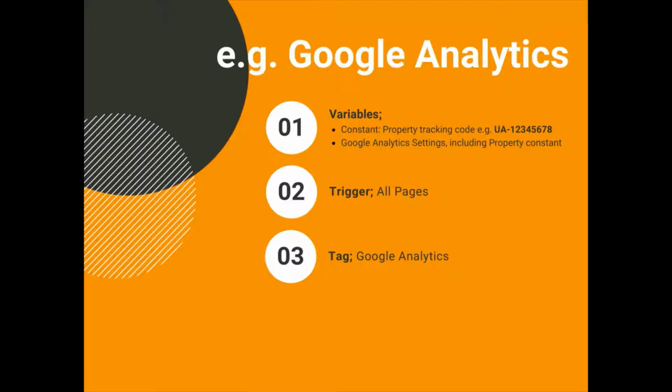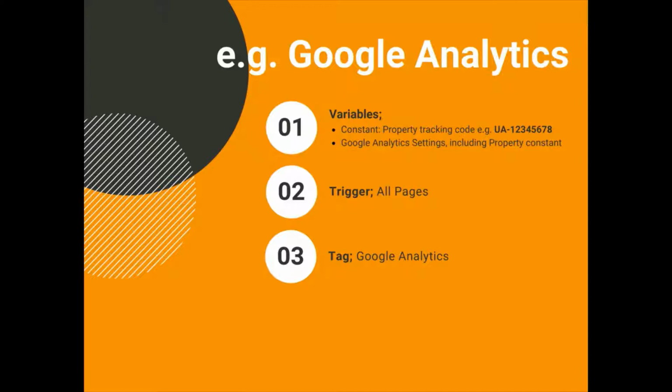So I mentioned this before, but for example, with something like Google Analytics, you can actually use variables. And this is something I would recommend doing. It's not essential. You can just set up a Google Analytics tag directly and a trigger to have it fire on all pages, but it's quite useful to create some variables. So we can have a variable that's called a constant, which includes your Google Analytics property tracking code, and that's that unique property code relevant to your website. There's also a specific Google Analytics settings variable, which allows you to include that constant.